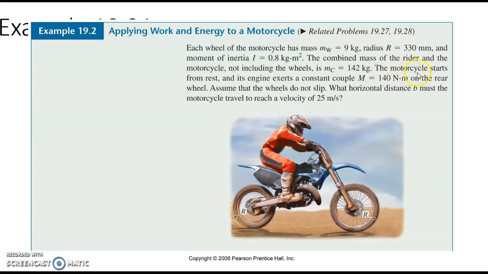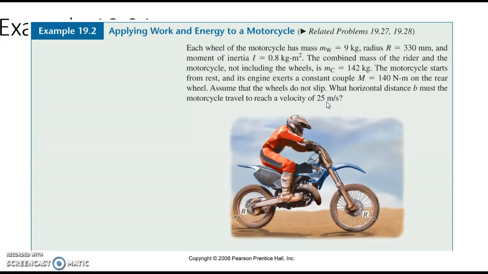We are also told the motorcycle starts from rest, so that's usually a key word, starting from rest. You know that your velocity is 0, and you're given a constant couple supplied by the engine on the rear wheel, and some assumptions here. Assume that the wheels don't slip. So where's that going to come into play? We'll see. And what horizontal distance b must the motorcycle travel to reach a velocity of 25 meters per second?